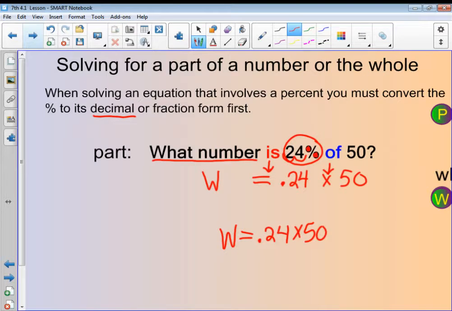Now we have to work it as a one-step equation. So I need to make sure that on one side of the equal sign, W is by itself. So I get to do exactly what it says. I'm going to do 0.24 times 50. I'm going to pull my calculator out, do 0.24 times 50, and when I do that, it gives me 12. So I just found out that 12 is 24% of 50.